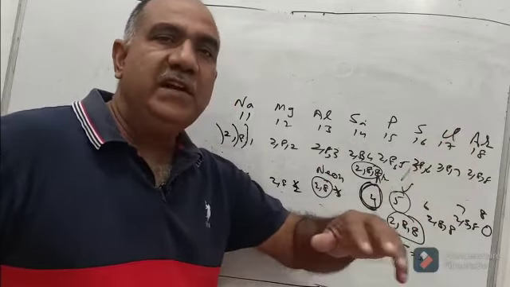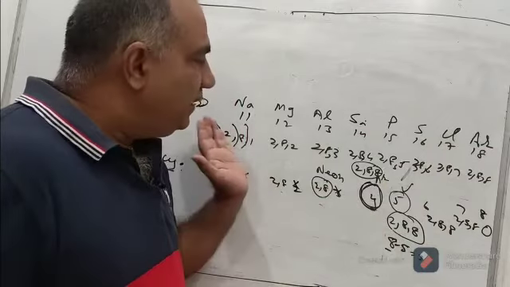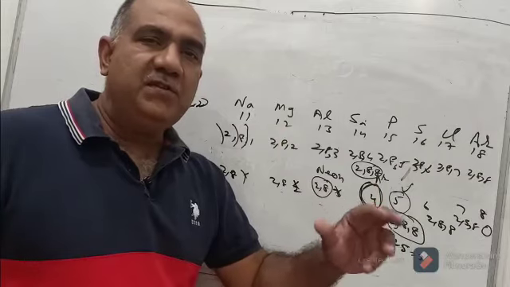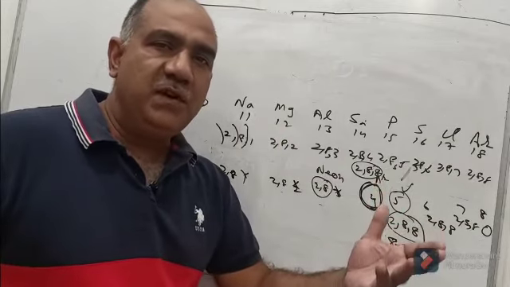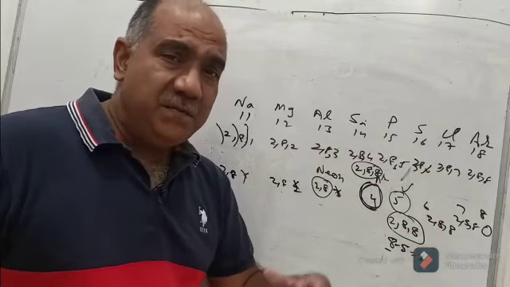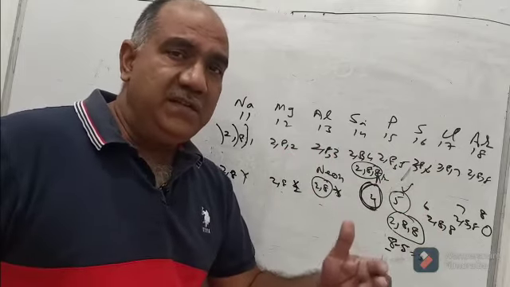So we have seen two characteristics in this, that from left to right across a period, if you move, the number of valence electrons consecutively increases from 1 to 8, and the valency increases from 1 to 4, and then it decreases to 0.